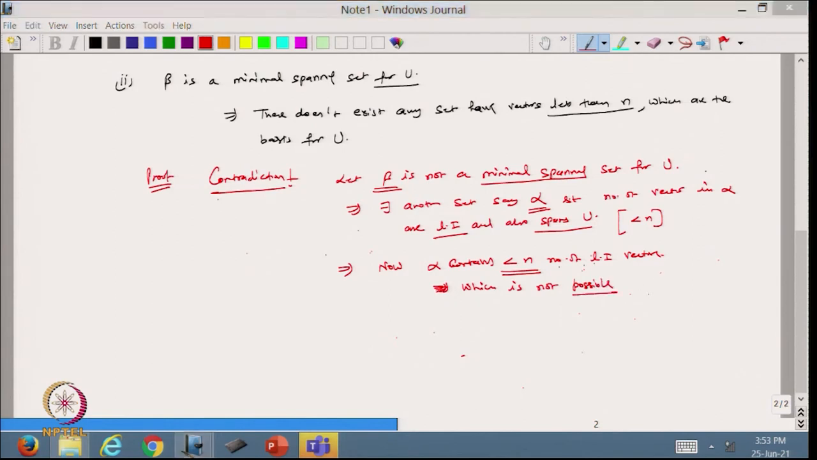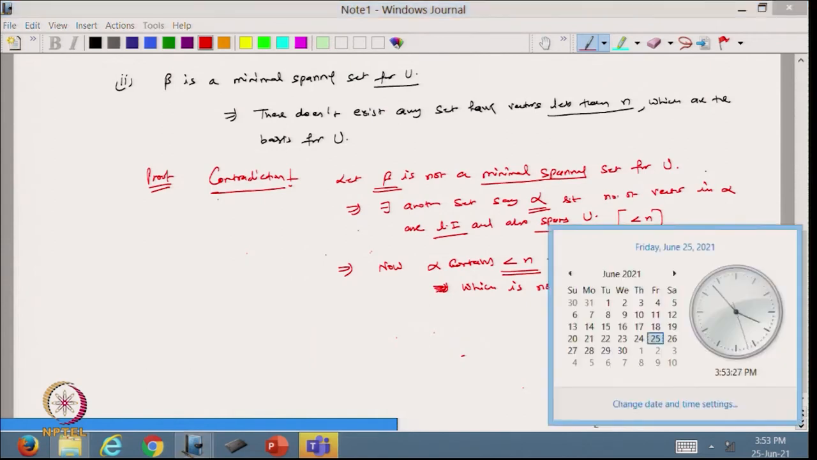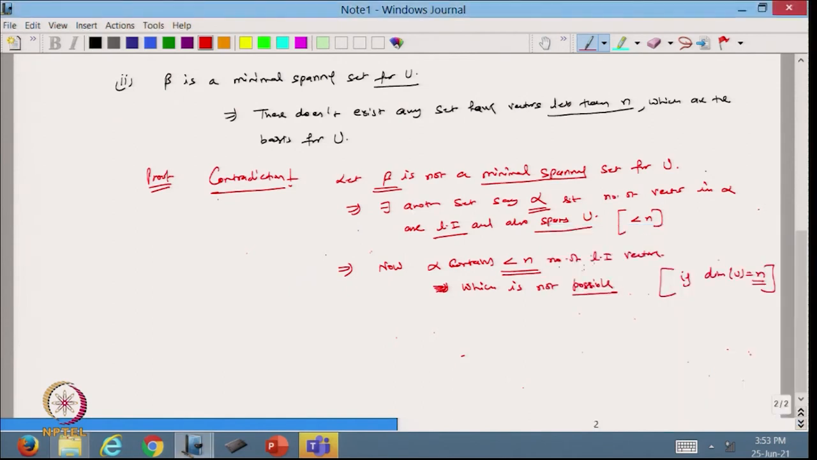because if I say that the dimension of U is n, then its basis definitely should contain n elements. But here, if I take alpha as a minimal spanning set less than beta, then it contains fewer than n vectors, which is not possible. So from here we can say that this is the minimal spanning set. So this way we can prove these things.